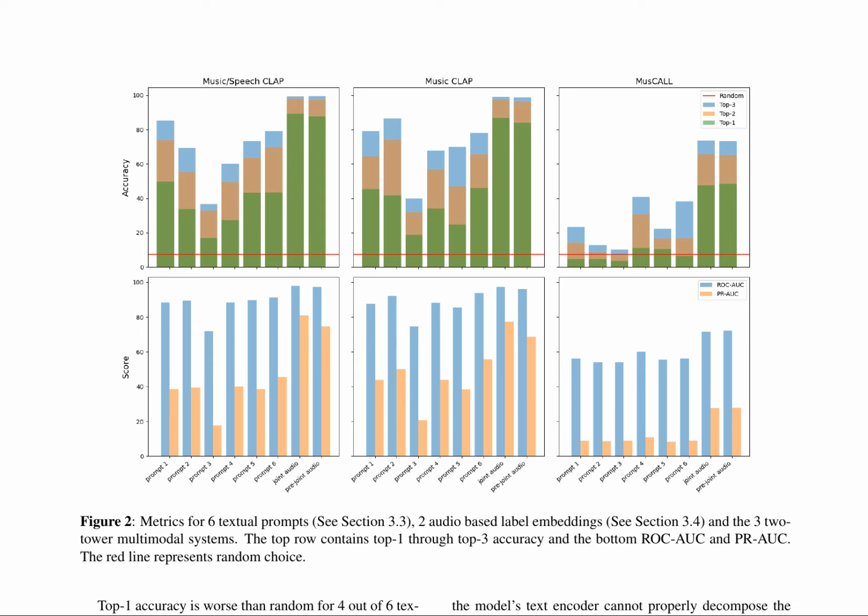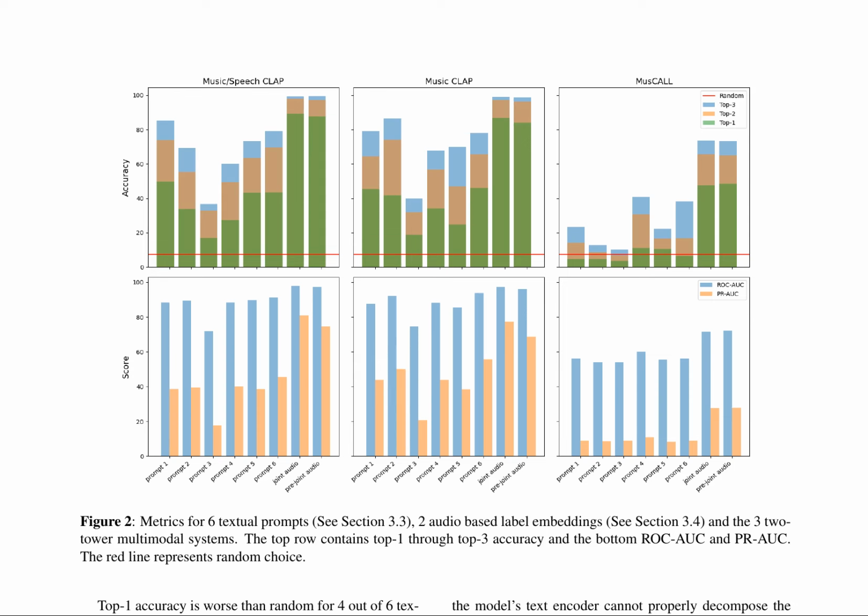Notably, Muse-Call's top 1 accuracy is worse than random for 4 out of 6 textual prompts, possibly due to the limited training data, absence of instrument-specific captions, or underrepresentation of these captions in the dataset. However, the model performs relatively well in the audio-only scenario, suggesting issues with audio-text alignment or the text branch.